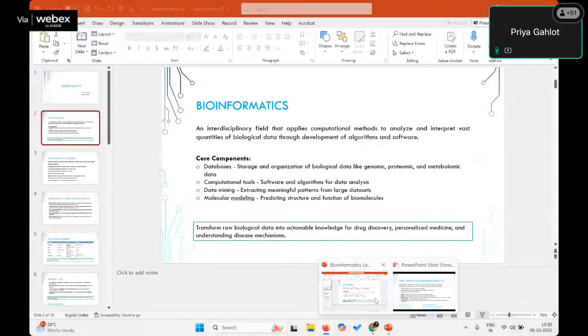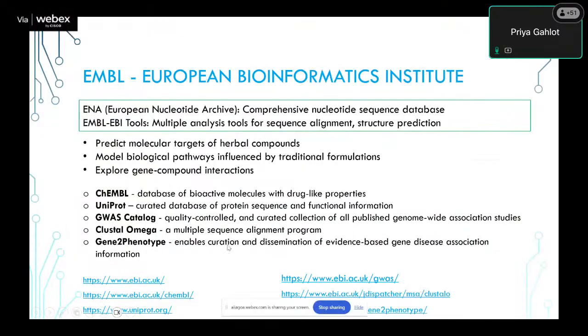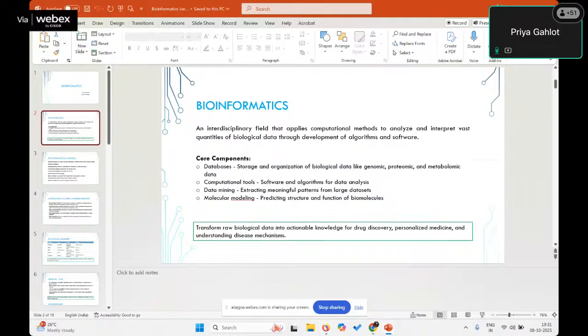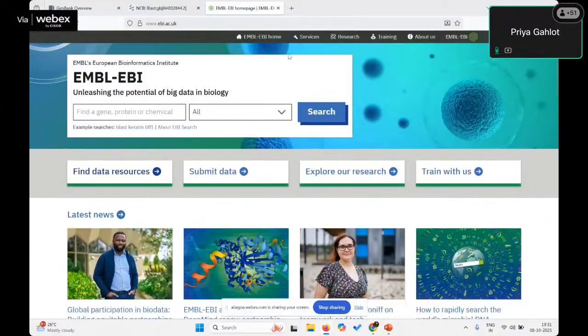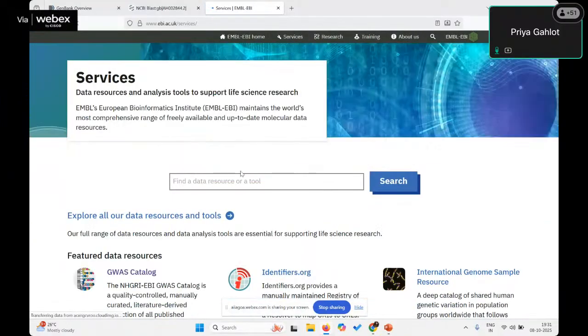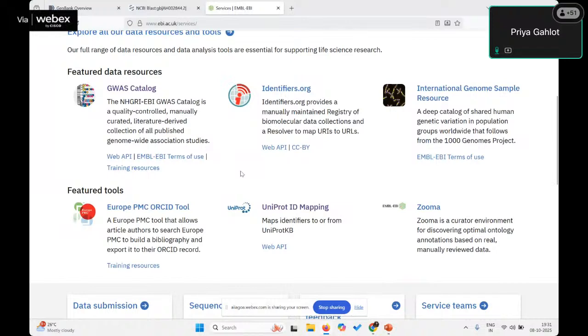But if we look into the other tools which are available in EMBL. So in EMBL, when we enter, there are certain services which are available for us. For doing bioinformatics studies, based on your rationale, based on what you want to do or in which area you want to study, for GWAS you can get the GWAS catalog. So it contains all the GWAS data.